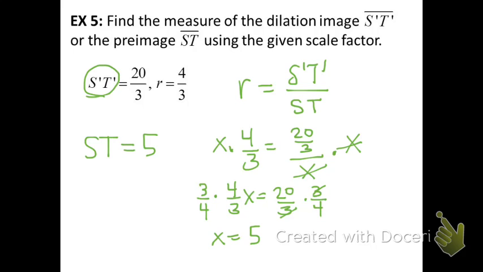Okay, you may have to do that the other way. It may give you ST instead, and you'll be looking for S prime T prime. That's what you'll call X.